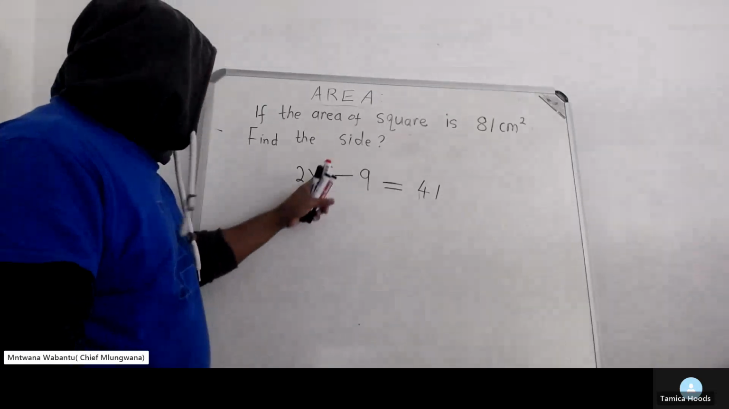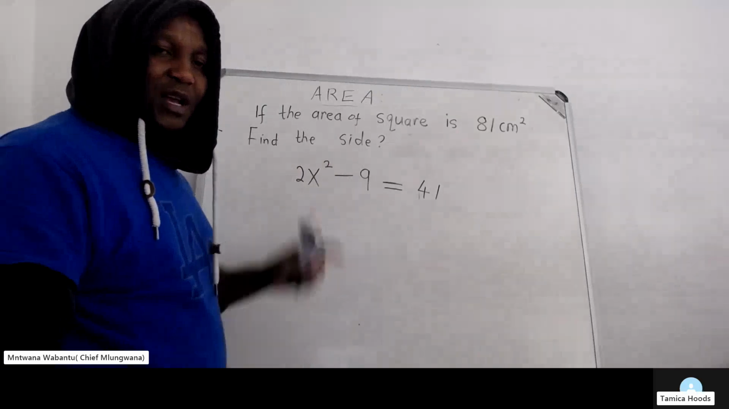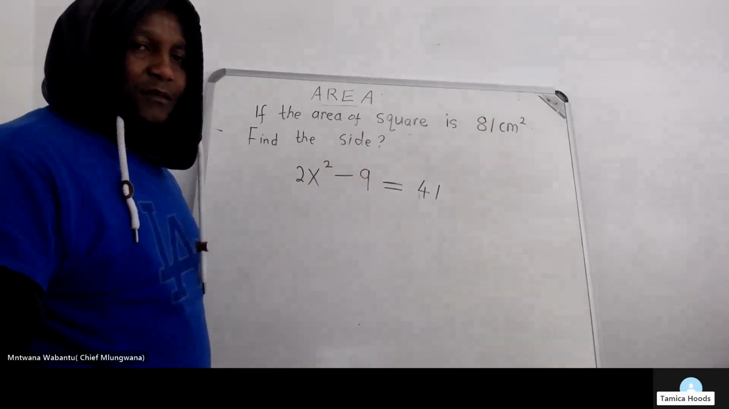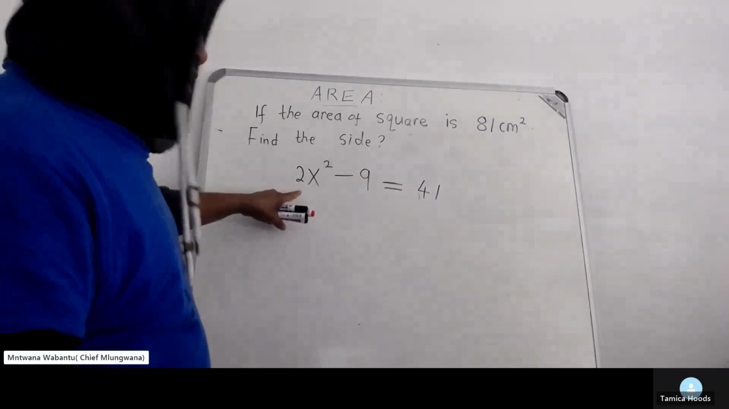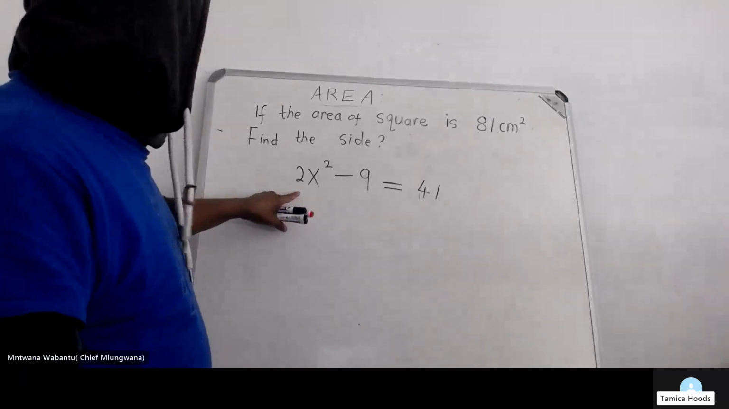What would you do first? Because if you look, there's a square. My question: can you go straight away to the square? No. What would you do first? We're going to have to get rid of the 2. So you say I'm going to get rid of the 2. Yes. How?